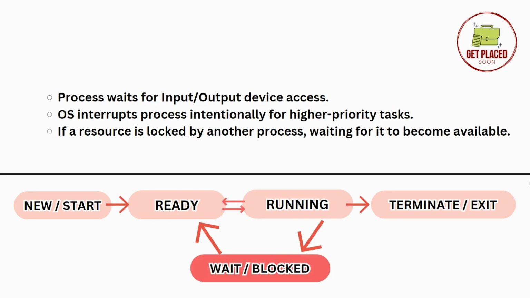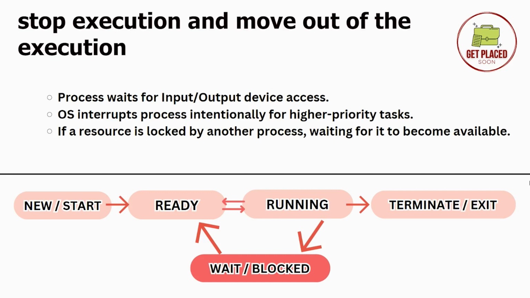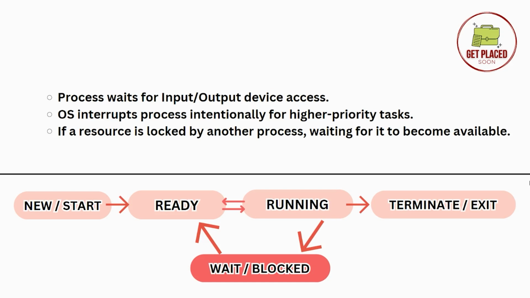Moving ahead, we have one more stage, that is wait. It is also sometimes known as blocked. This is the stage where, during execution, the process stops execution, moves out of execution, and has to wait in this place. So the process is temporarily halted, waiting for something to happen.